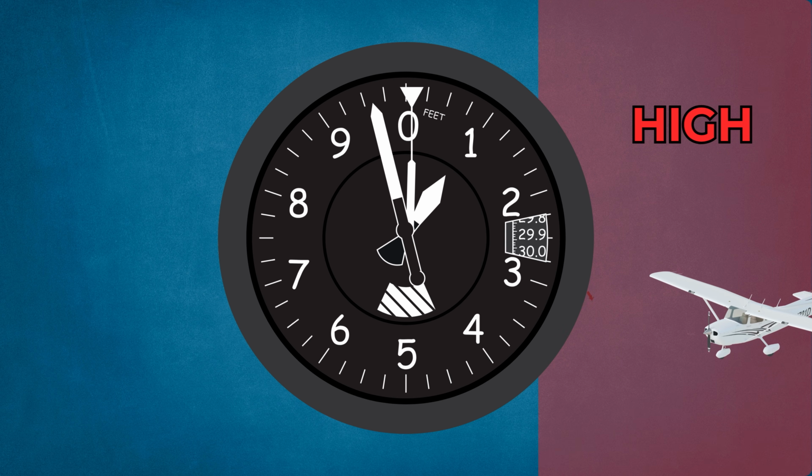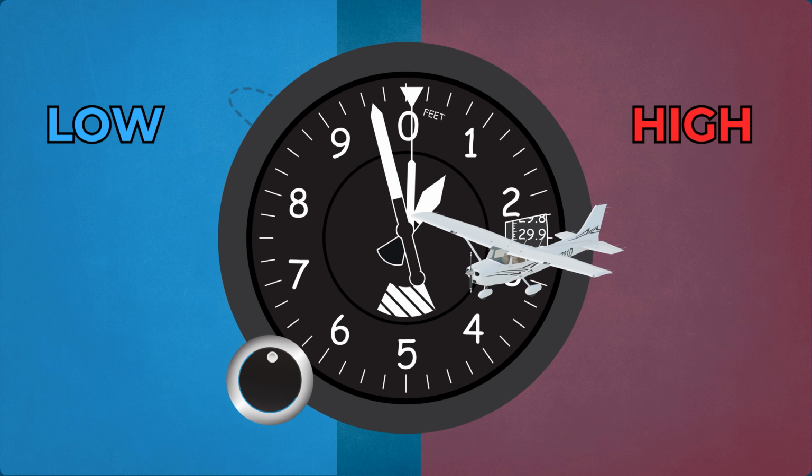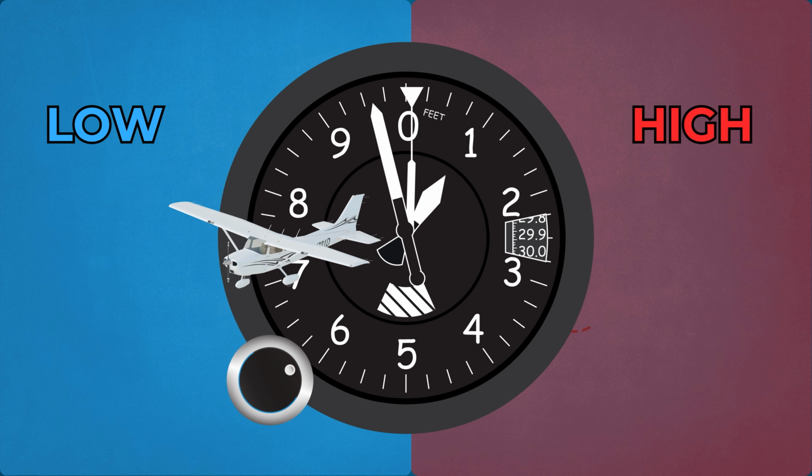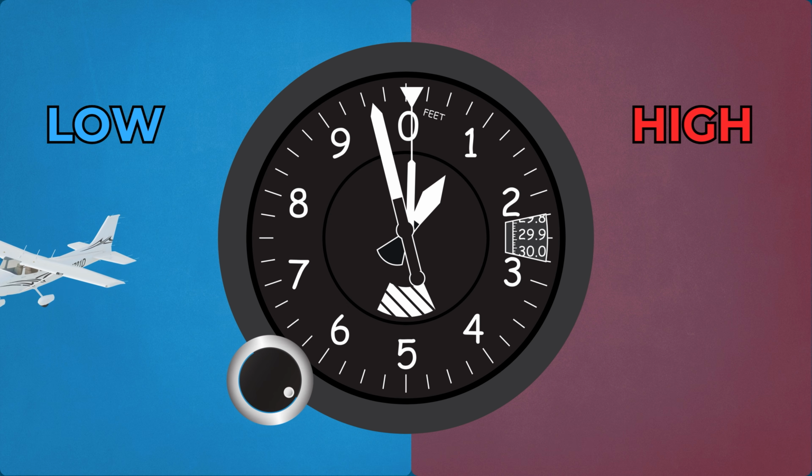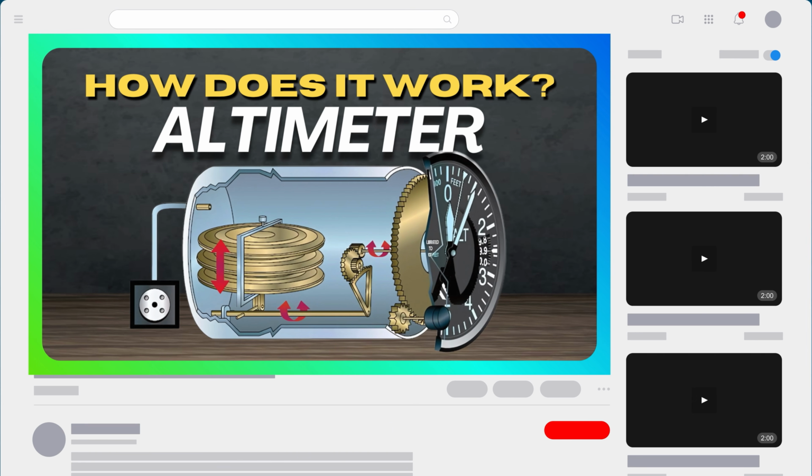Temperature also affects the altimeter. Colder air makes your true altitude lower than indicated, so pilots should account for this, especially over mountains. I have a detailed video about the altimeter. If you want to know more about it, you can watch the video.